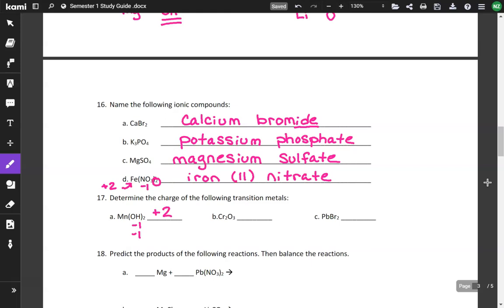Okay, oxygen is -2, and there are 3 of them. So that equals -6. Chromium, there are 2 of them. So what times 2 gives you +6? Well, it would be plus 3, because plus 3 and plus 3 is plus 6. Okay, bromine is minus 1. There are 2 of them. So lead has to be plus 2 to cancel that out.